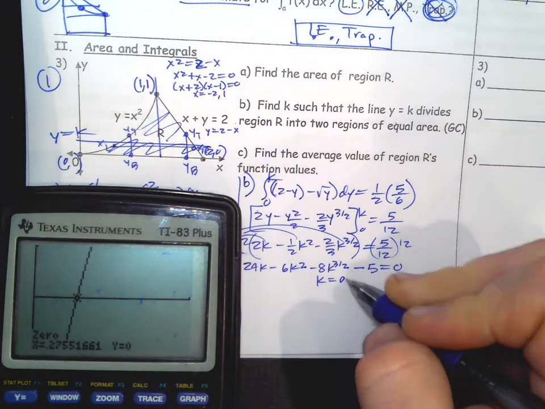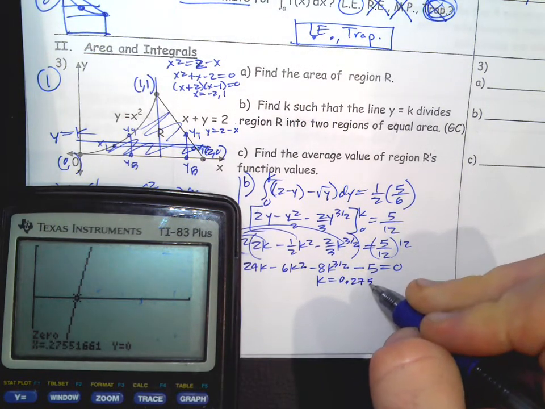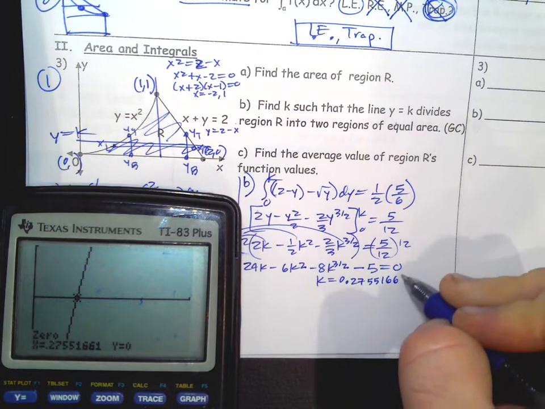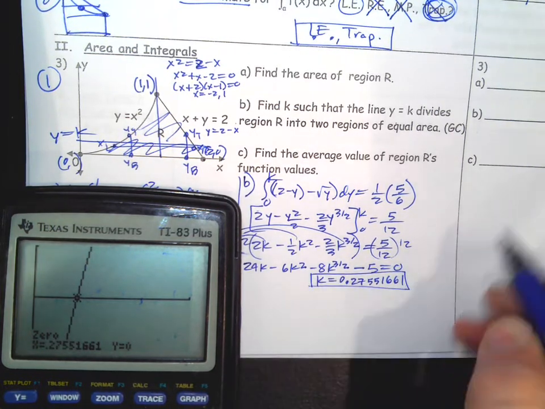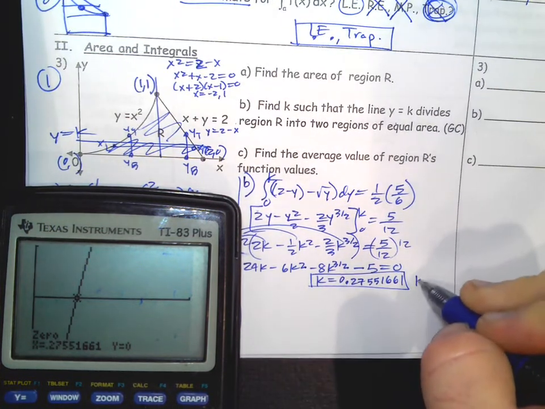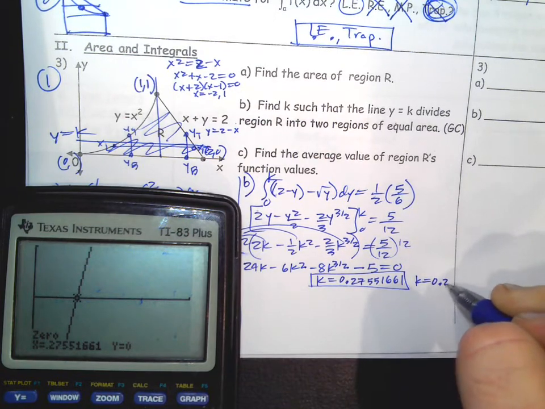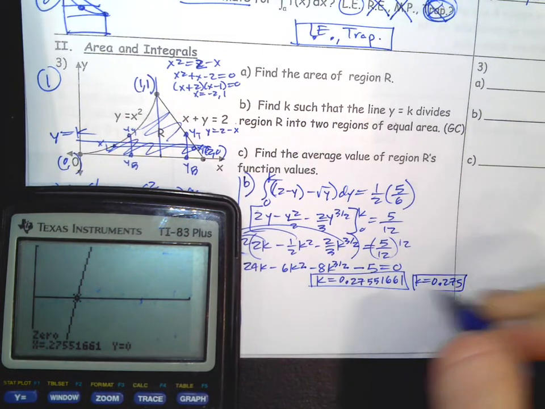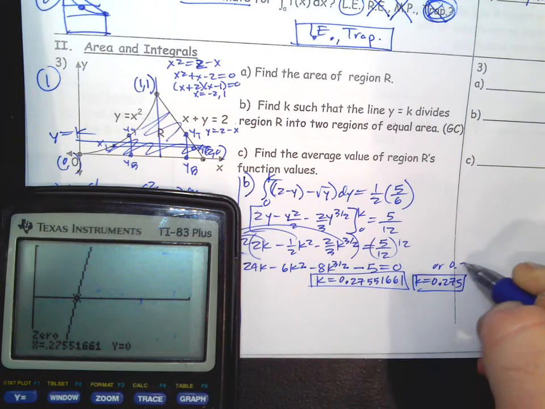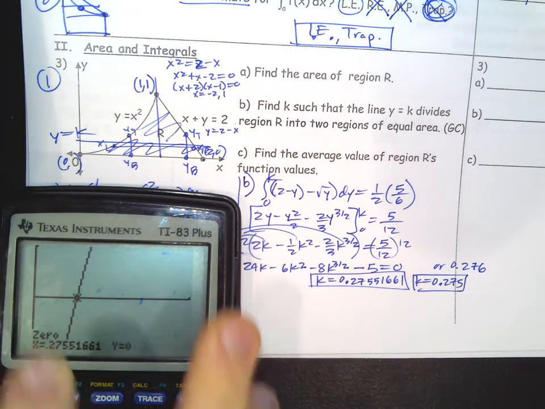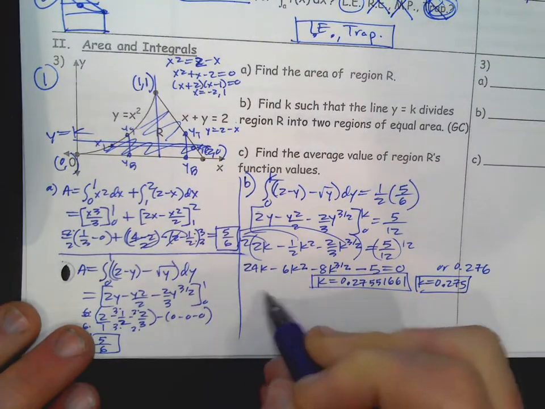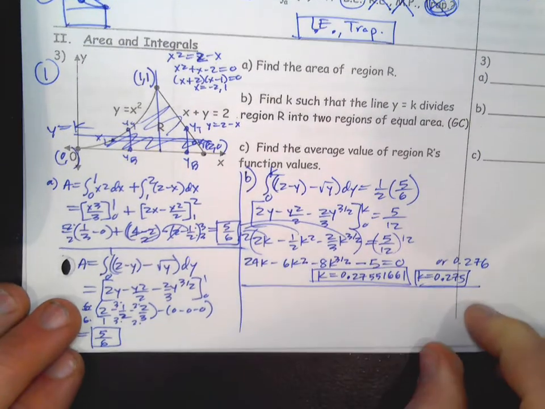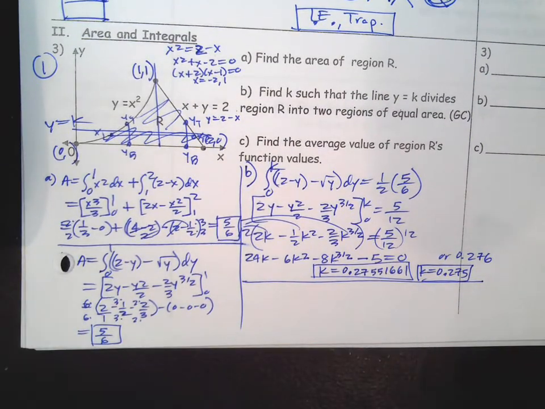We get 0.27551661. Okay, so we're just going to write 3 decimal places: 0.275 or 0.276.